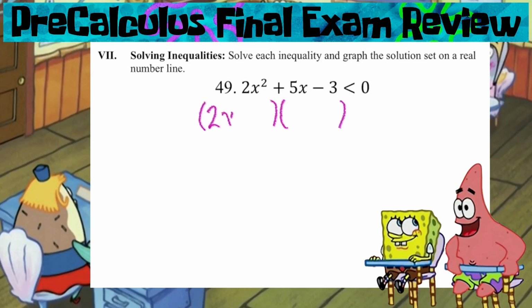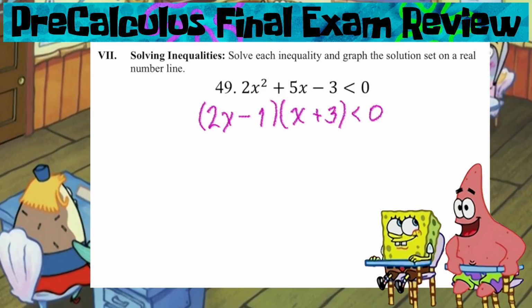So if I factor this, I will get 2x and x. I will get 3 and 1 for the others. So if I want a positive 5, I could do plus 3, minus 1. Outer is plus 6x, minus 1x, that's plus 5x. That is good to go. So I'm going to solve for my x-intercepts from here.